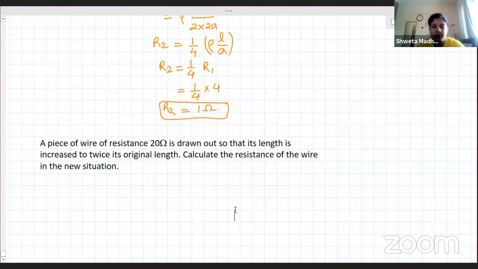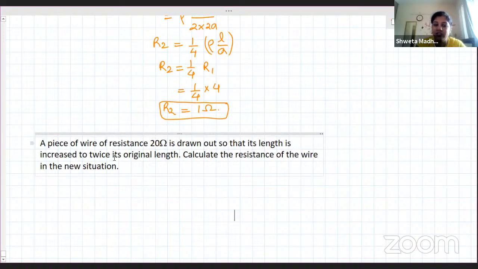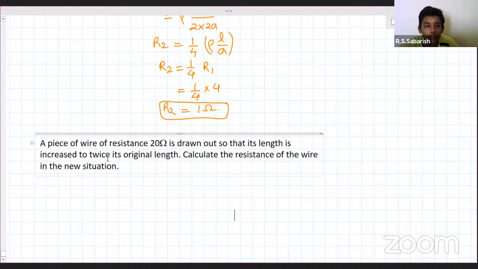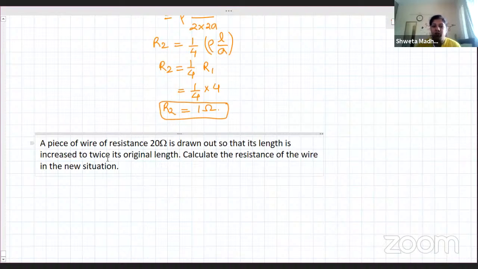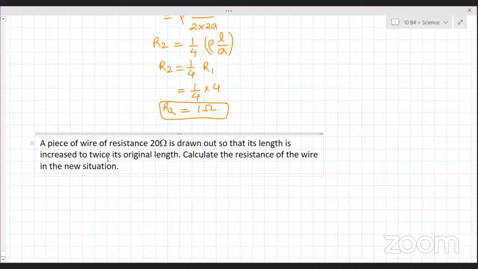Same type of question, but here only what they have given. A piece of wire of resistance 20 ohm is drawn out so that its length is increased to twice its original length. So here it is drawn out, that means stretched. When you are stretching, are you changing volume? When you are stretching the wire, you are increasing its length to double. So is there a volume change? Because when you stretch it, it might get thinner. Yes, it will become thinner, but I'm asking about volume. No, it doesn't change.